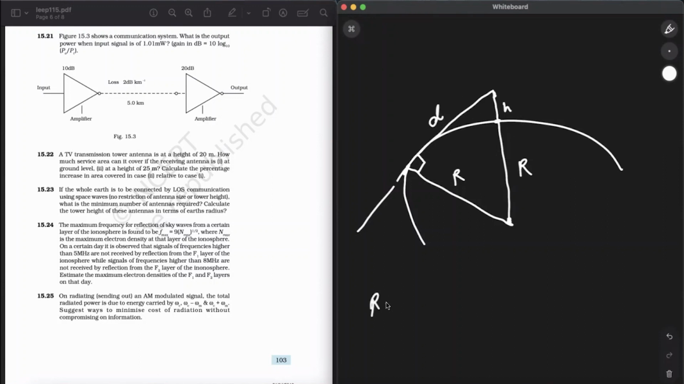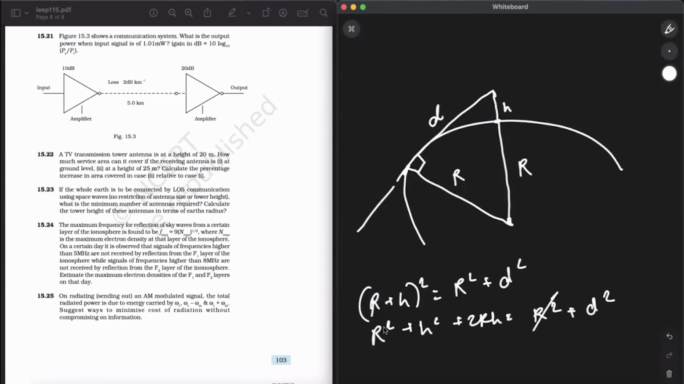So (R plus H) whole square is equal to R square plus D square. Now R square plus H square plus 2RH is equal to R square plus D square. Since 2RH is much greater than H square, we say that 2RH is equal to D square, and D will be equal to under root 2RH.